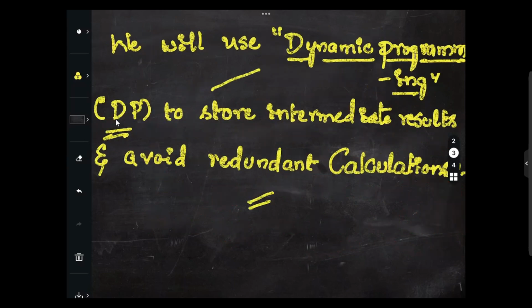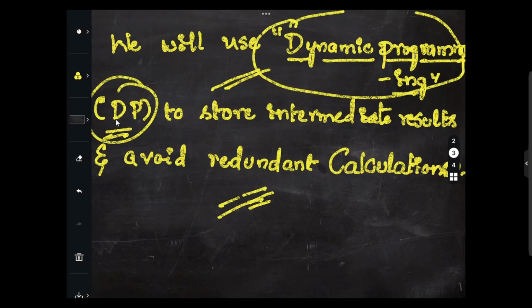Let's move on to the final step. We will be making use of dynamic programming, or DP. Why will we use DP here? We have to store the intermediate results, right? Also, every time we don't have to calculate. So to avoid redundant calculations and to store the intermediate results, we will be making use of DP. Again and again we don't have to calculate. So let's make use of DP.